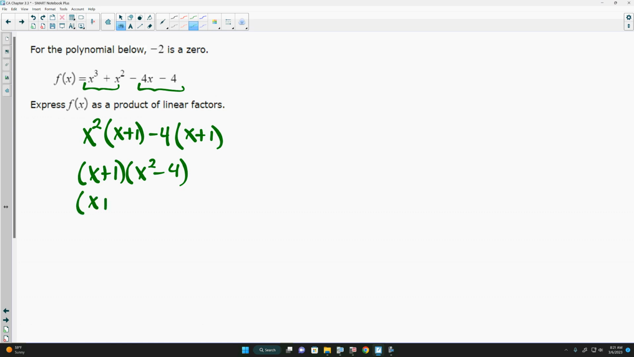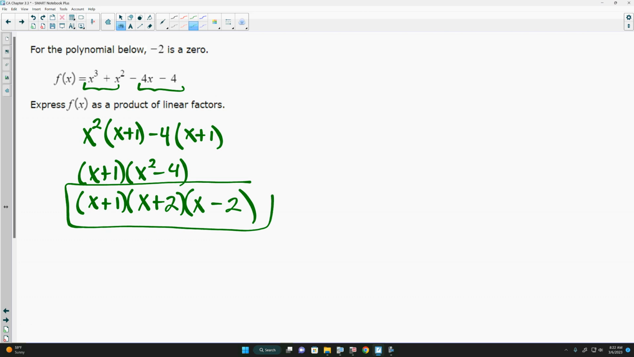But x squared minus 4 is special. It's a difference of perfect squares. Signs are opposite. X and x would be x squared, and what times itself is 4. 2 and 2.